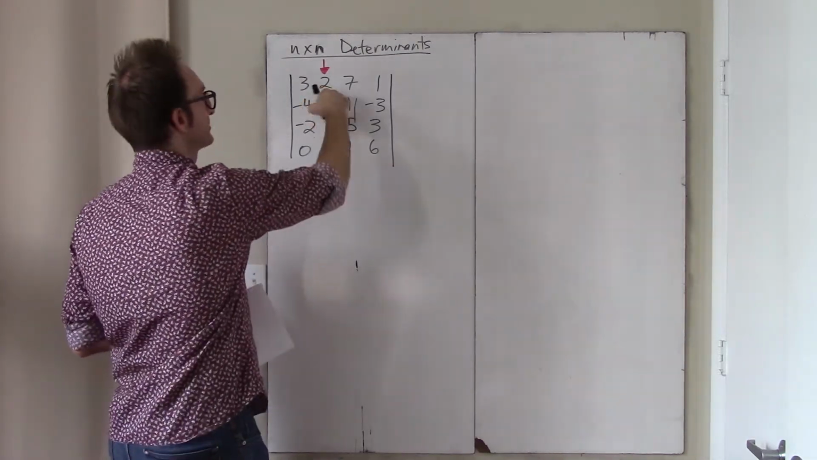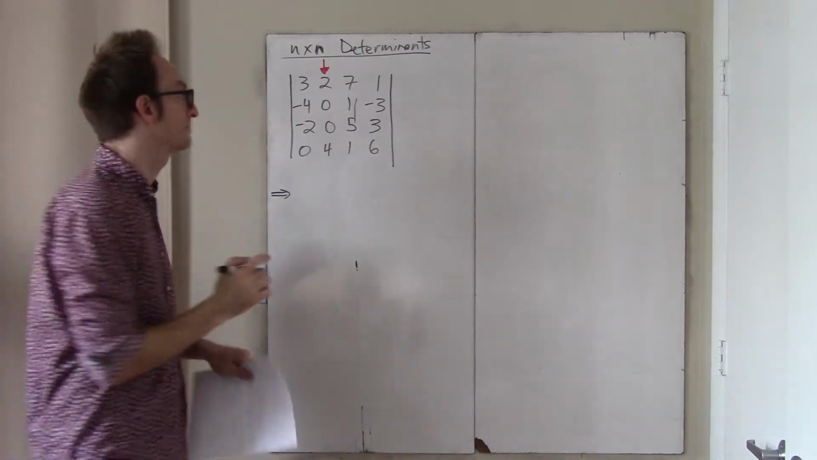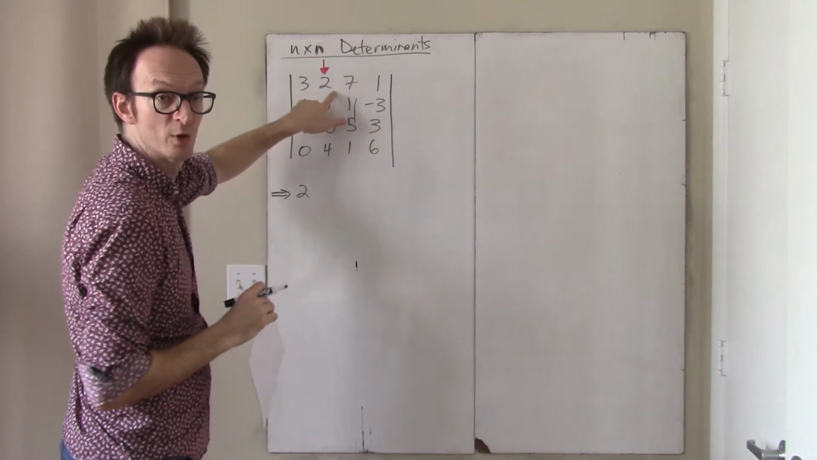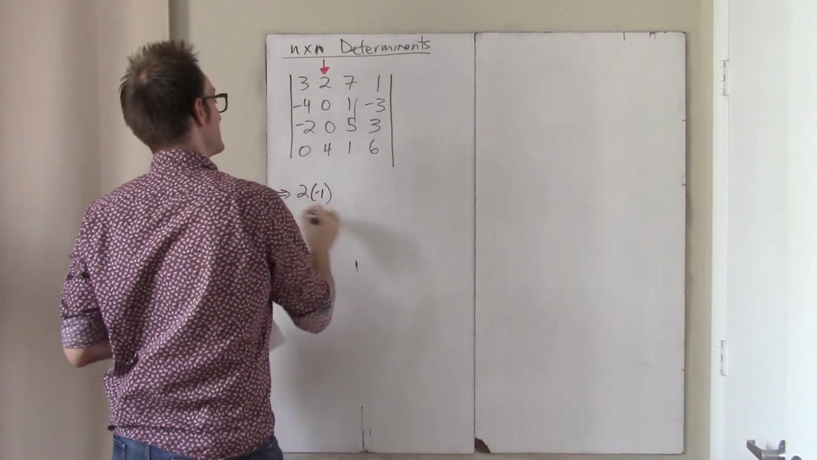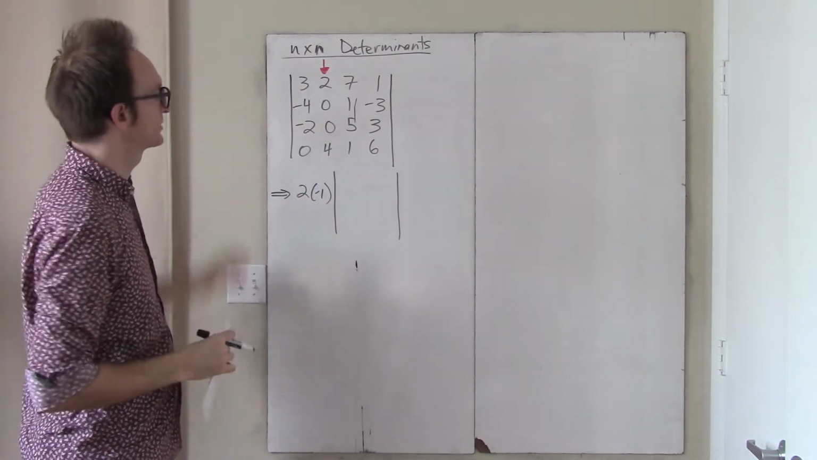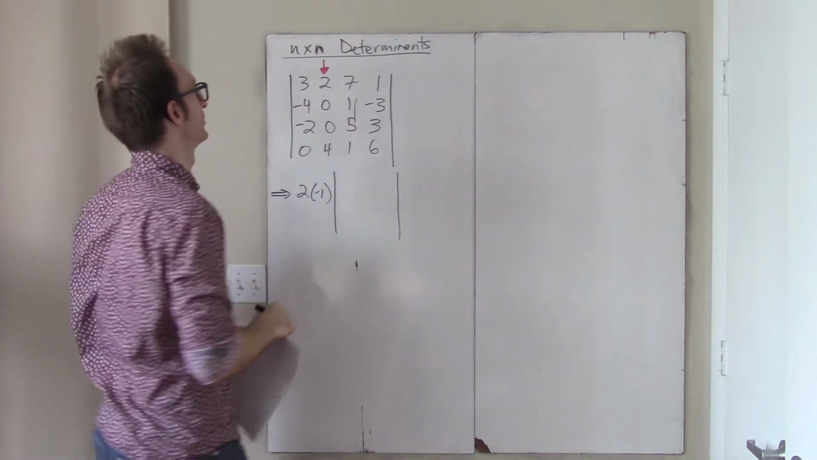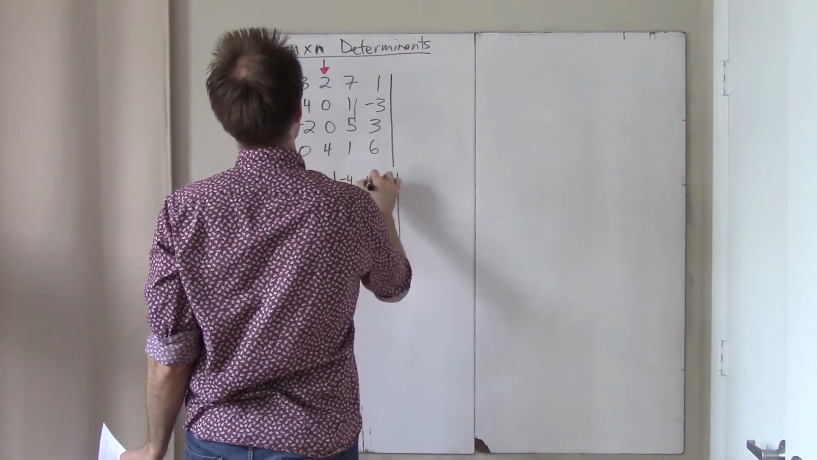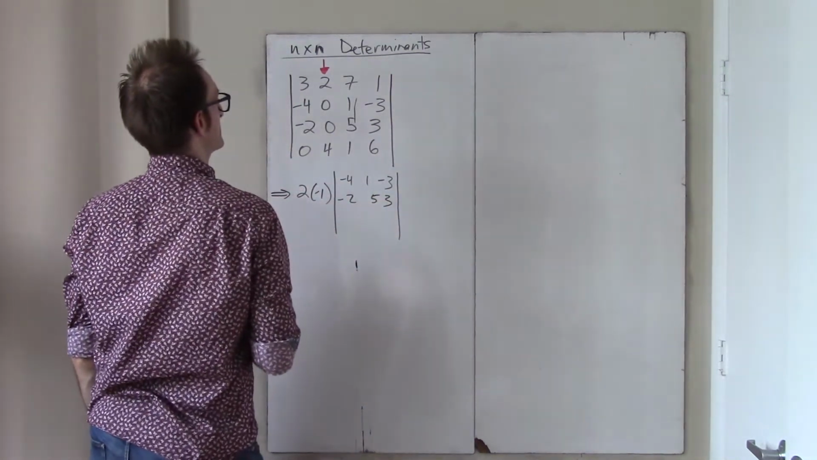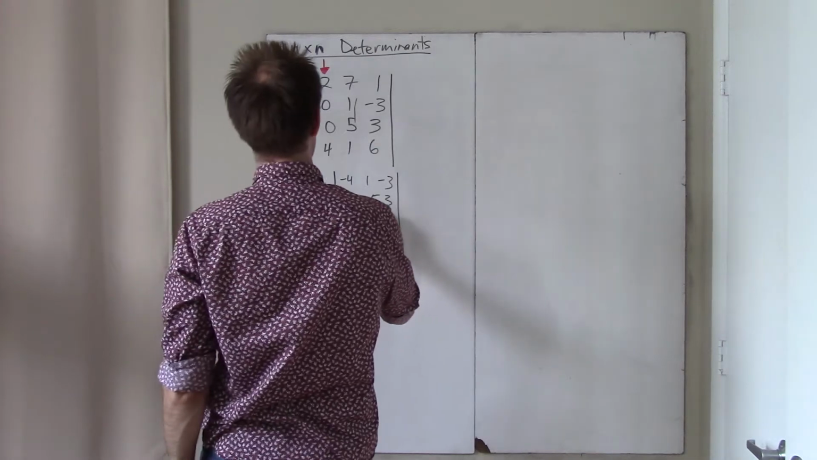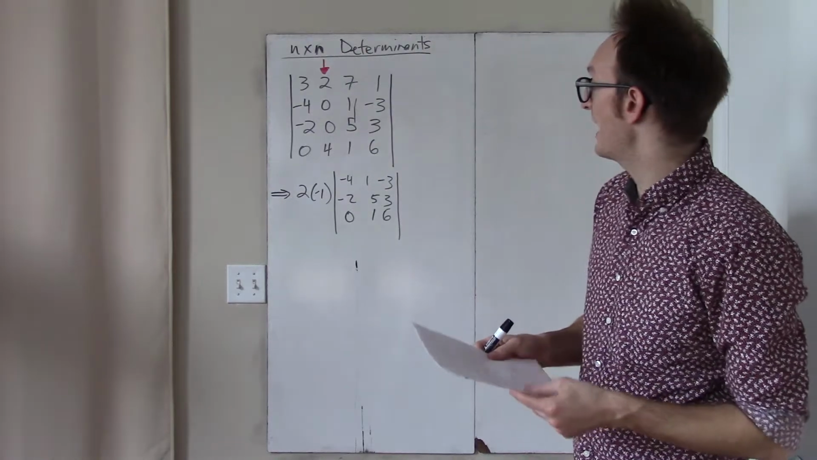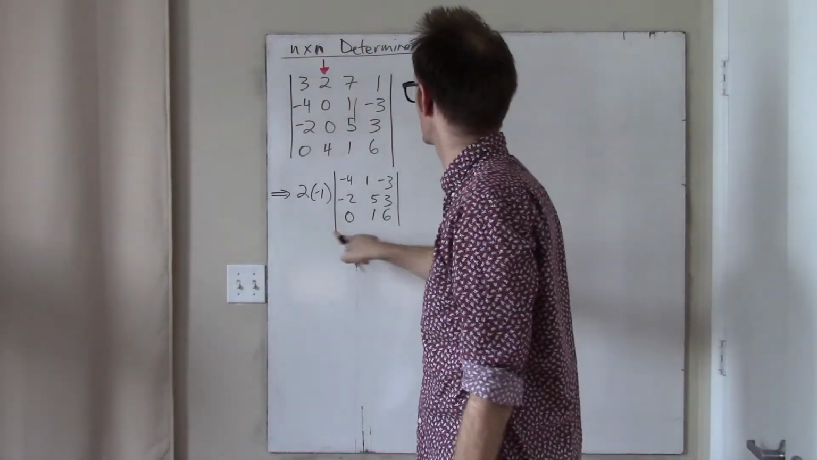I'm choosing now to expand along column 2. So if I expand along column 2, I get 2 times, well, this is row 1, column 2, that adds up to 3, that's odd, so I get a negative, times the determinant of the matrix which results from deleting row 1, column 2. Some powers of visualization required here. That looks right. Okay, now what's next?